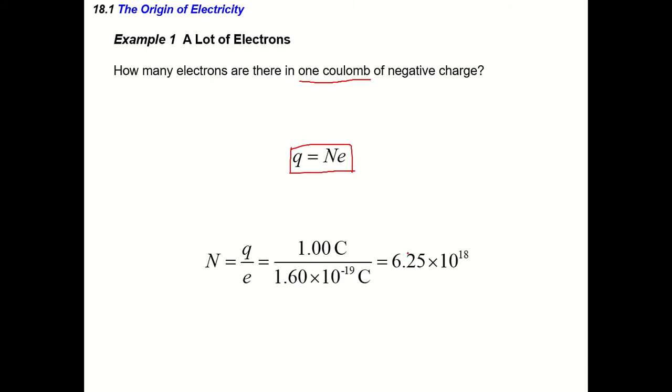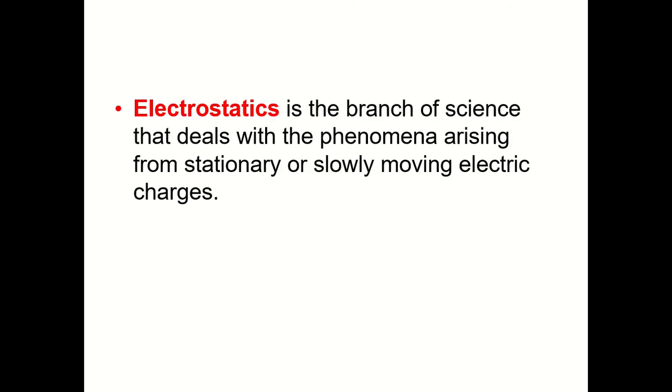So we get 6.25 times 10 to the 18. These are the number of electrons in one coulomb of negative charge. We were asked how many electrons, so this is the number of electrons. All right, I hope you understand this basic concept. Again, we will be using this in our succeeding discussions.